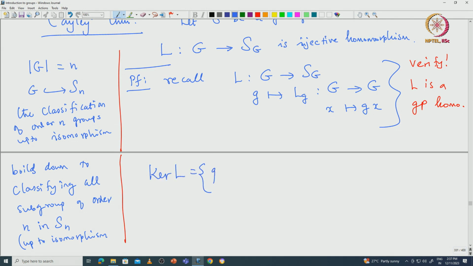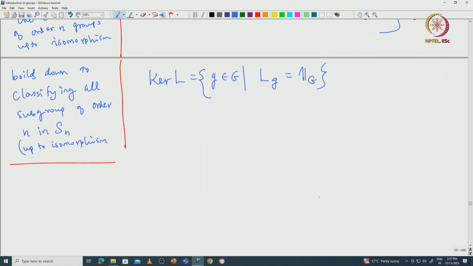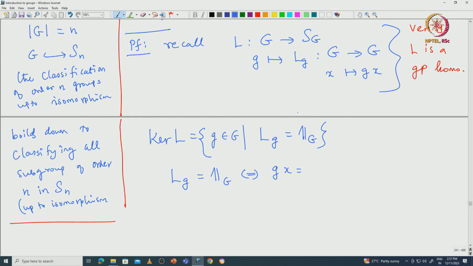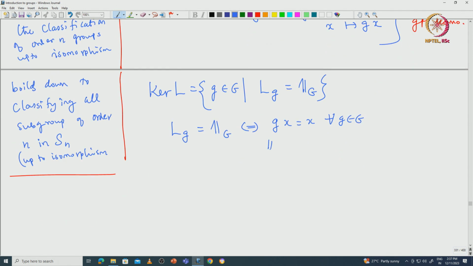So, the kernel of L is going to be those elements g in G such that L_g is the identity map on capital G. So, what is the meaning of L_g being the identity map on capital G? That is if and only if gx should be exactly equal to x for all x in G, okay. So, now note that we can particularly take x to be identity, okay. So, this is true for all x in capital G because g is given.